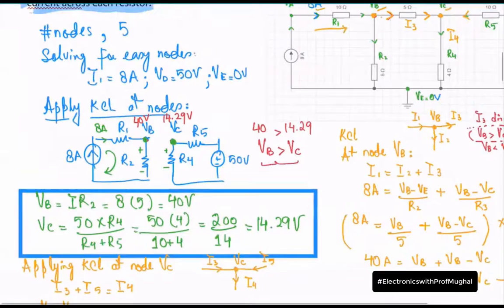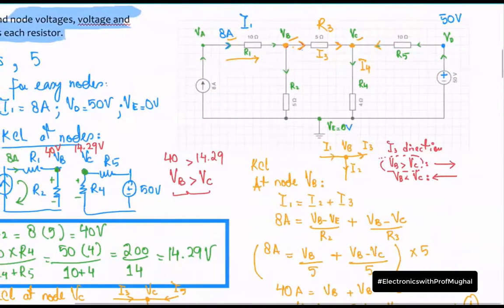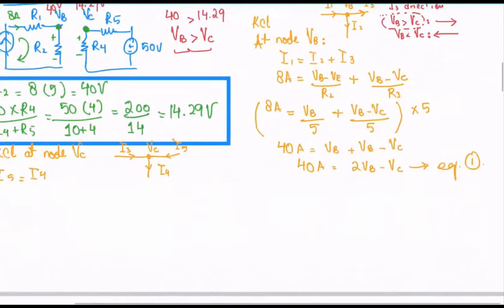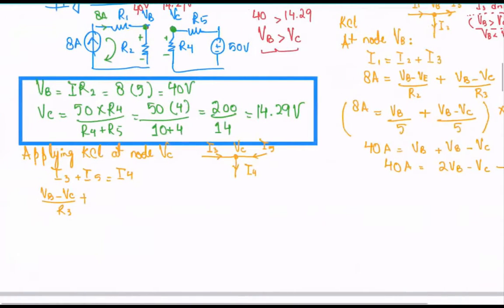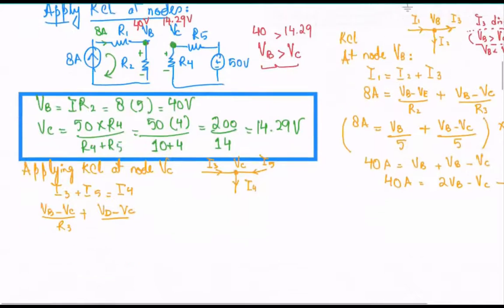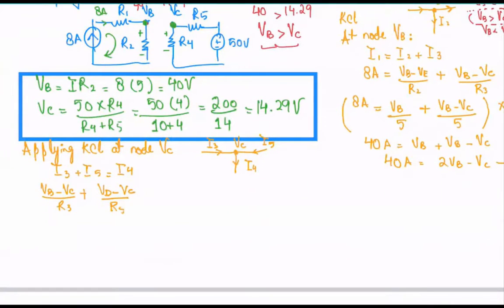I5. What is I5 here? Okay, I5 is this right here. And if you look at the direction of the current, it's actually going this way, correct? So this would mean this has a higher potential compared to this VC over here. So it will be VD minus VC over R5. The value of R5 is 10 ohms. I'll just write down R5 first. And then that equals I4.